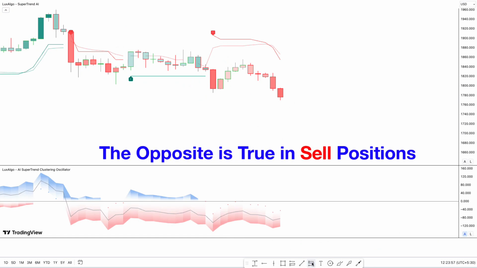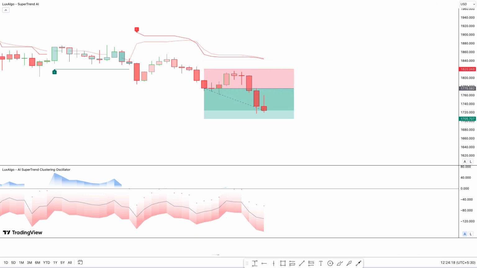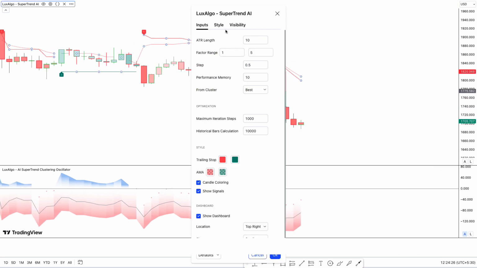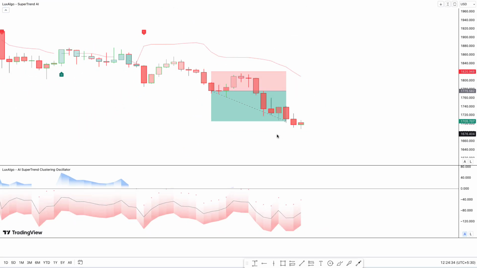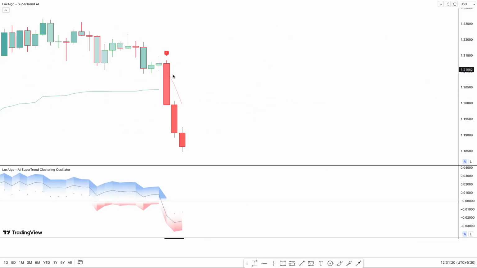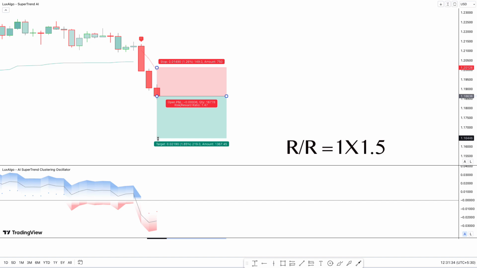The opposite is true in sell positions. Due to the fact that we are setting stops below or above candle lows, we can disable the trailing stops in the Styles tab since they are not being used. This strategy is a set and forget strategy, meaning once you find an entry and you execute, there is no need to adjust based on the preceding changes of the overlays or oscillator.